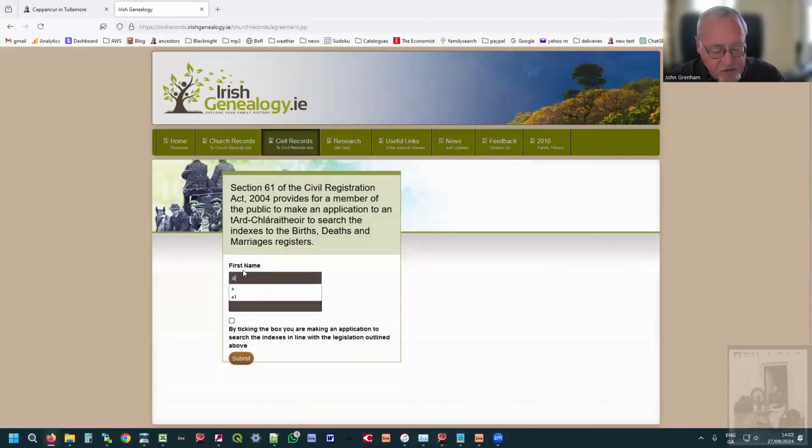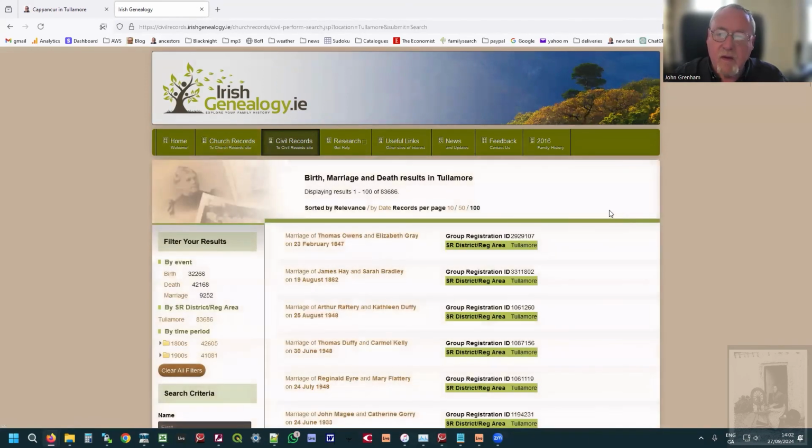This is irishgenealogy.ie, the greatest thing since sliced bread. And there we go. And they're all of the births, deaths, marriages in Tullamore. And you can see there's a lot of them, 83,000. So this is a big area. It's not possible on this site to break them down further. On Roots Ireland, the local heritage centre site, it is, but they haven't covered everything.